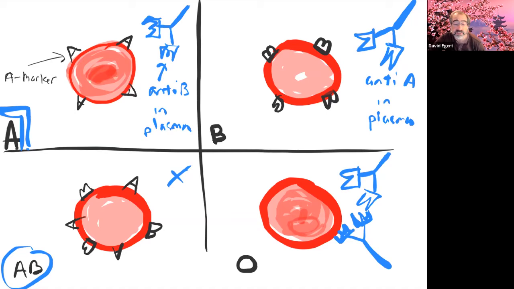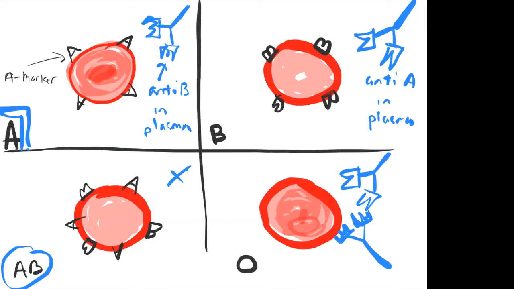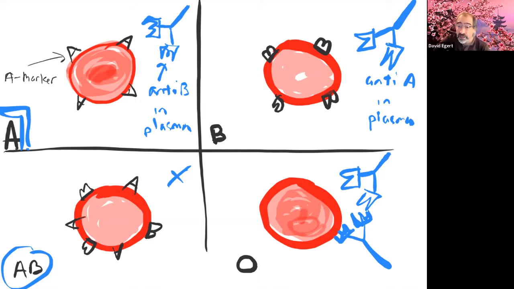Who can AB receive blood from? All of them, right? It has no antibodies, so it's not going to fight anybody. This is what we call the universal recipient. Which is a good thing because AB is very rare. It's only a few percent of all the blood types. So if AB was relying on another AB for a transfusion, they'd be in trouble.